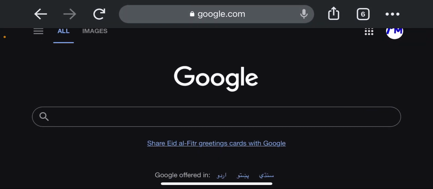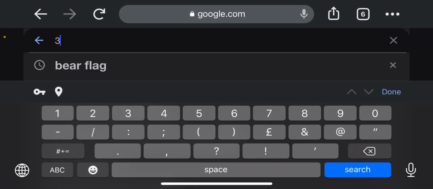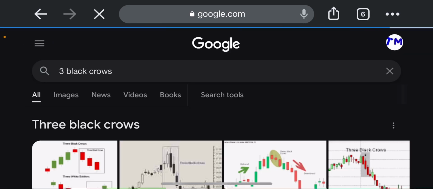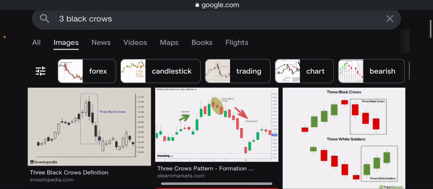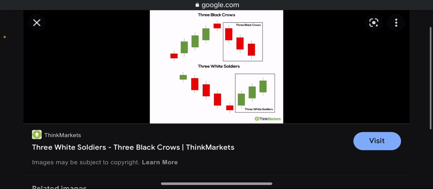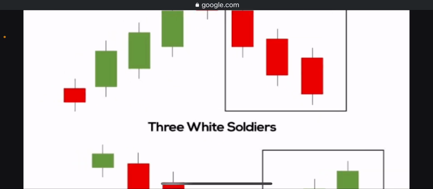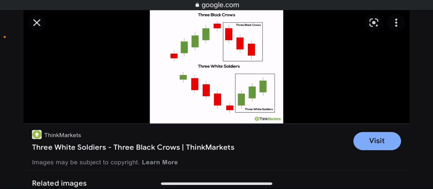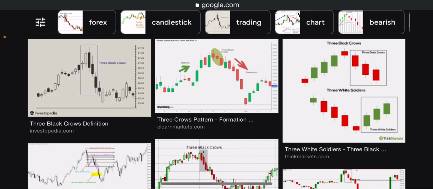So let's go to Google right now and let me search for the three black rows. Three black rows right over there. We do have it in the history, and I'm going to bring in the image right over there. So here we are, and if I zoom in right here, you can see these are three candles back to back, and they mean that probably the trend is going to continue to the downside.